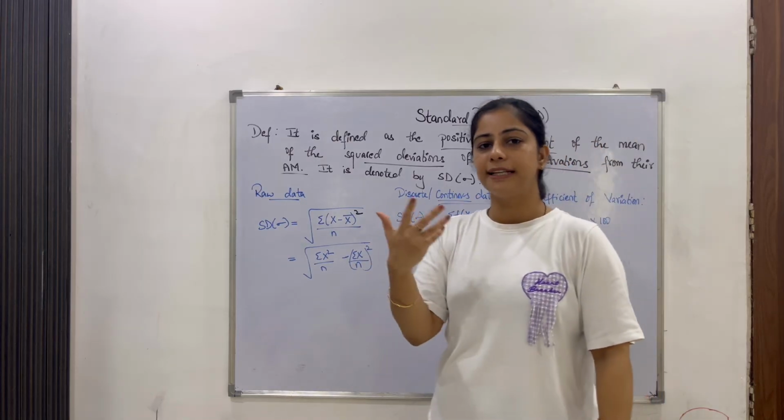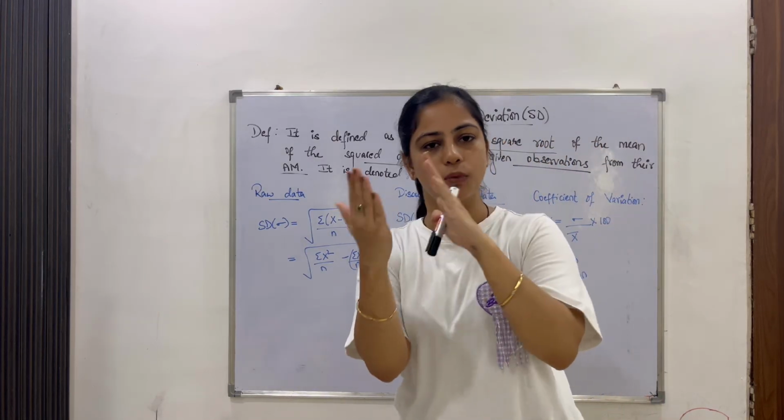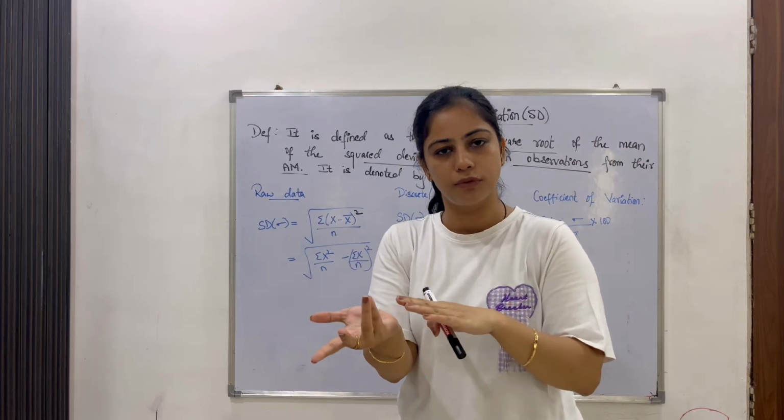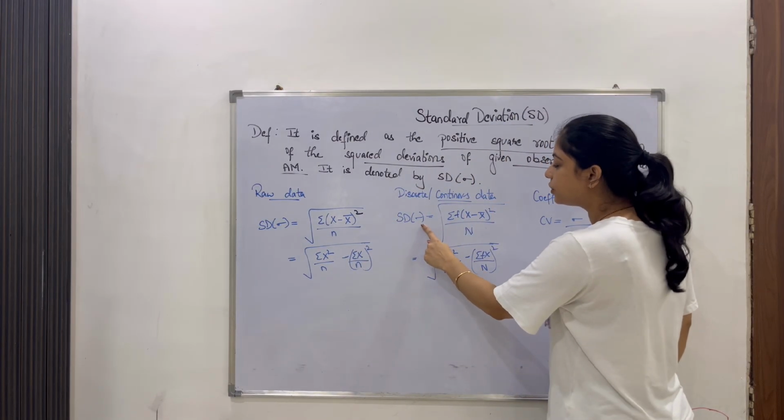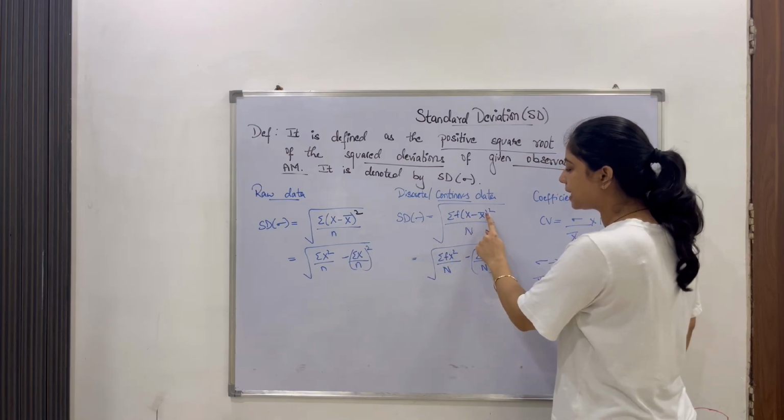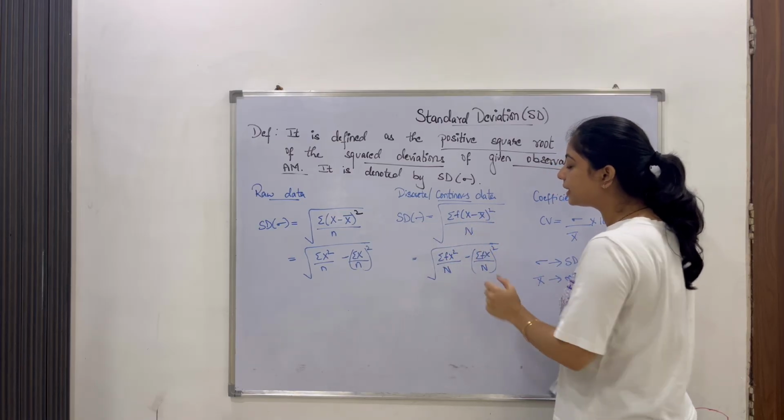Now, in discrete and continuous data, you have x values along with your f values, or class intervals along with your frequency values. So in this particular case, the formula will be different. Standard deviation is equal to the square root of summation f times x minus x bar the whole square, divided by capital N.